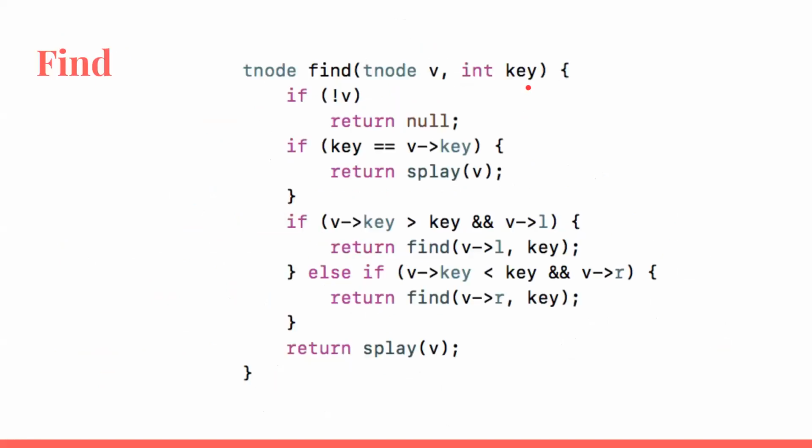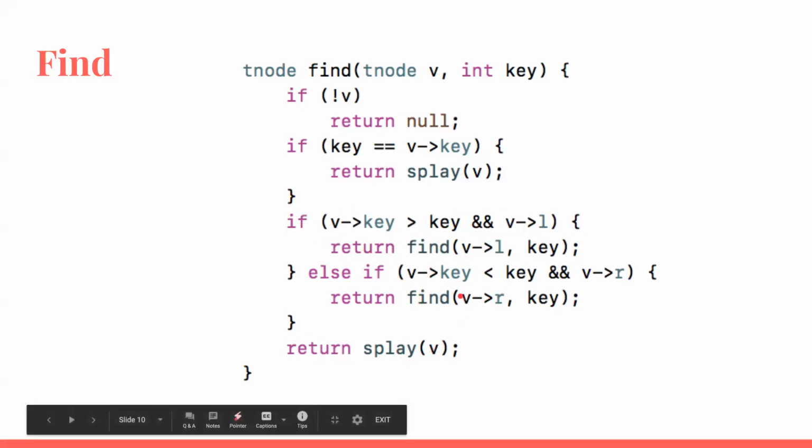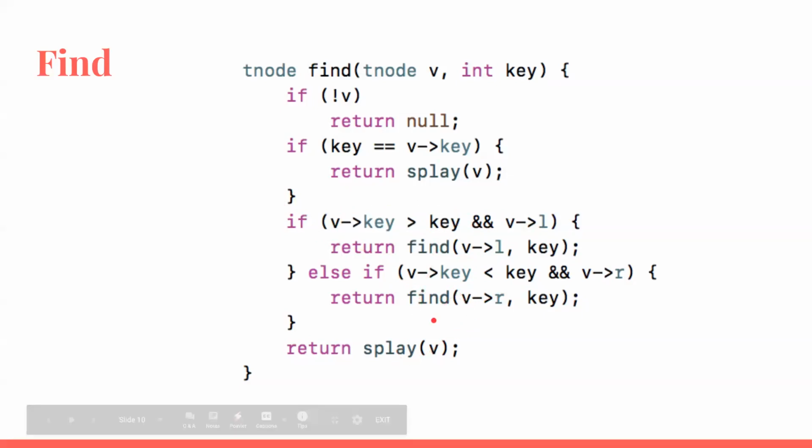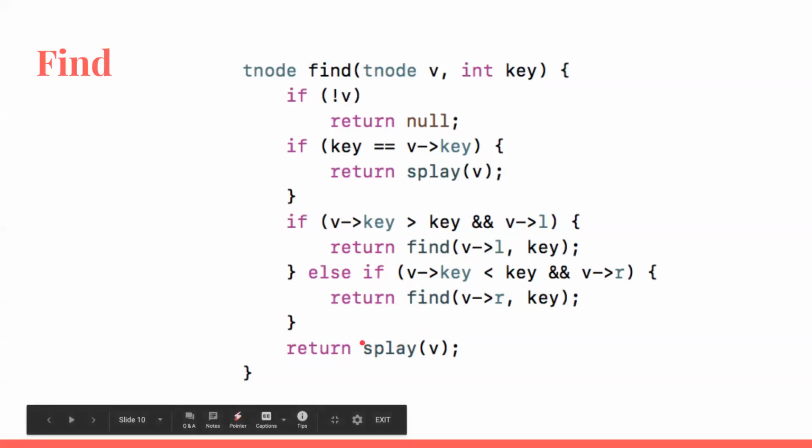So here we should check that the left vertex exists, and the same here, that the right vertex exists. If none of these statements are true, then it means that we did not find that vertex, and we just need to push the last vertex that we looked at. That is what we are doing here.